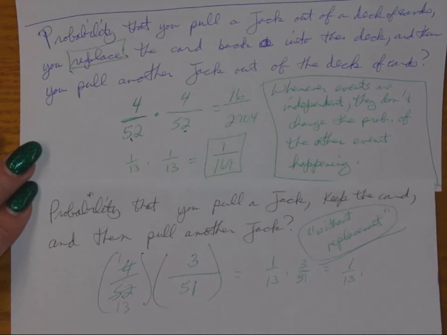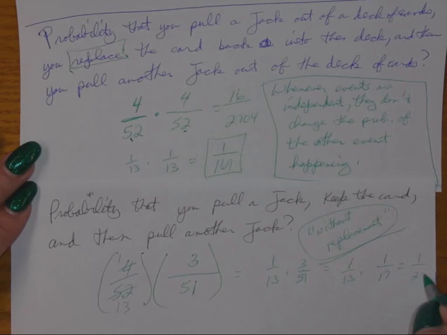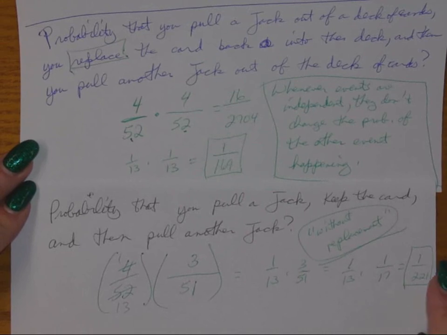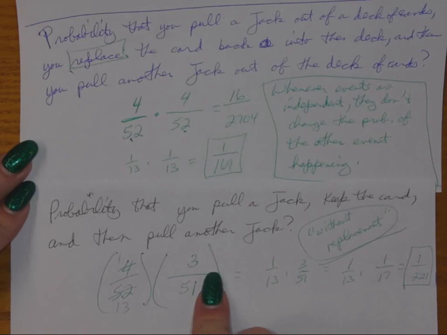Sorry. Got my calculator going, 17. Okay, so now I just multiply across the top and multiply across the bottom. It's 1 in 221. Okay, so it's even less likely once I keep that card, because think about it, there's 1 fewer jacks in the card deck right now. So it's less likely that the second card will also be a jack, basically. So it's only a 3 in 51 chance instead of a 4 in 52 chance.